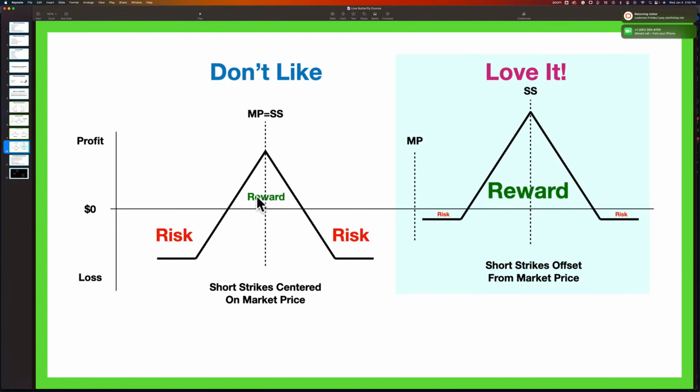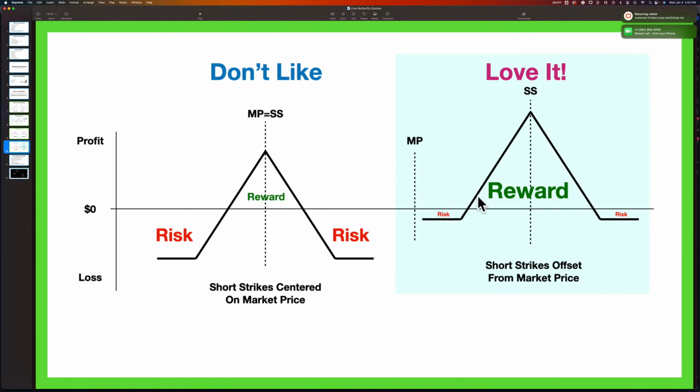You can see the risk is sometimes and usually bigger than the reward when you put the butterfly at the money. So market price equals the short strikes, right? So we don't like that. What we like is to push it out. So this would be the market price or the current price, and then we push the fly out of the money.